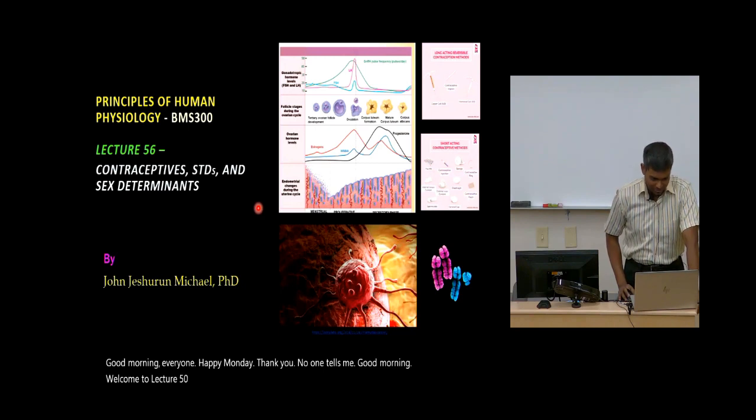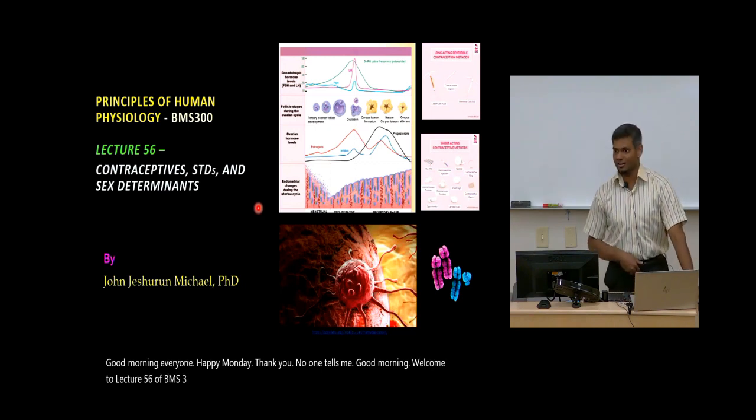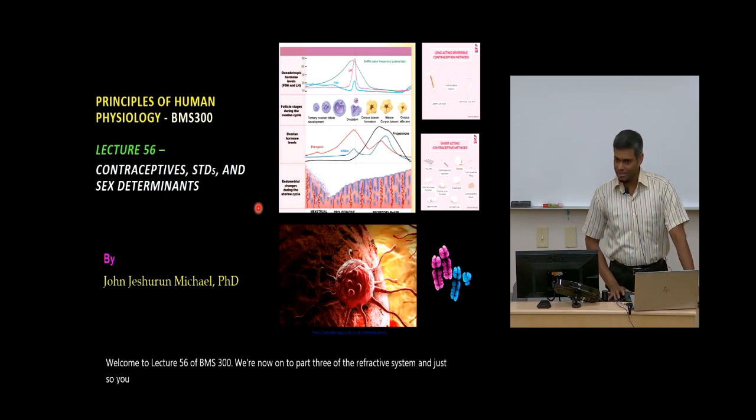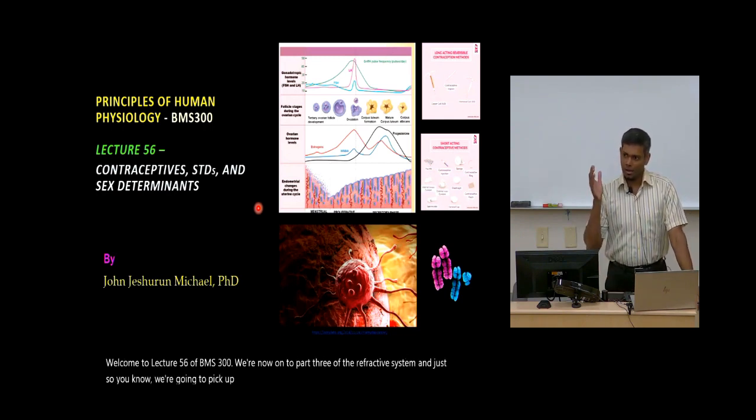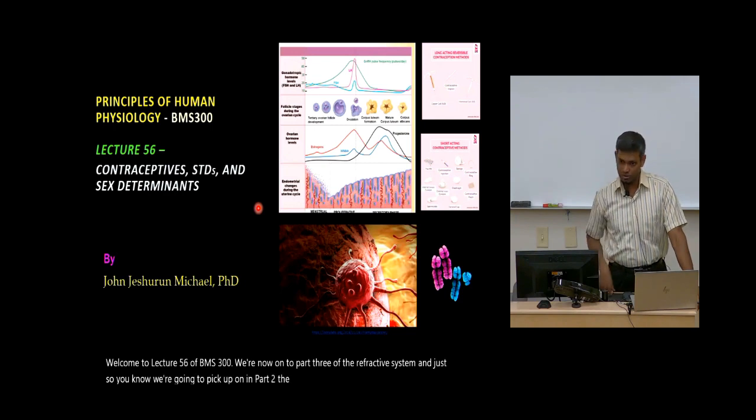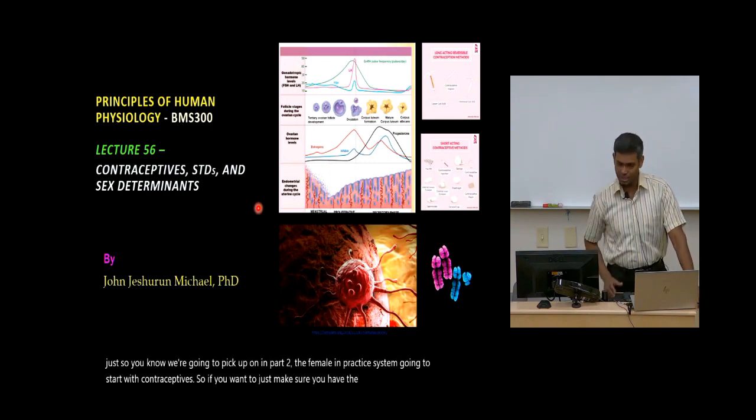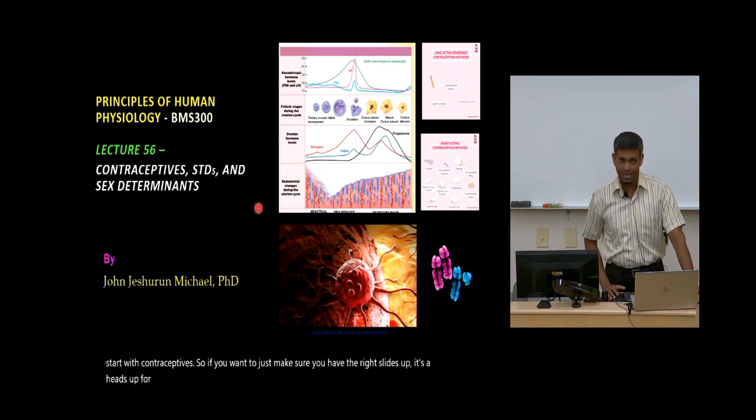Welcome to lecture 56 of BMS 300. We are now on to part 3 of the reproductive system, and just so you know, we are going to pick up on in part 2 the female reproductive system. We're going to start with contraceptives, so if you want to just make sure you have the right slides up, just a heads up for that.